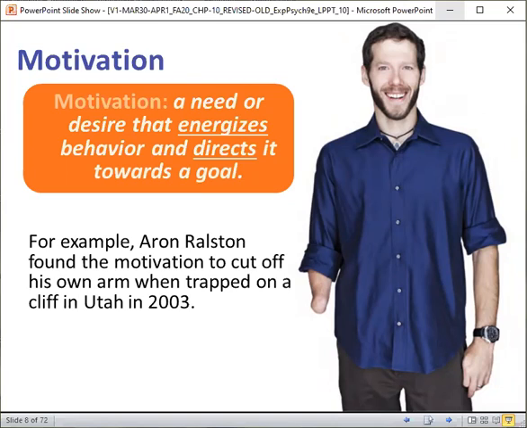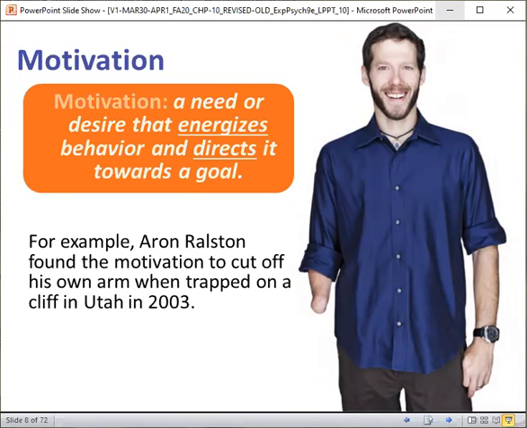He went out for some rock climbing, I believe, or something of that nature, hiking, and wound up getting stuck. And he realized that if he did not get away from getting stuck, he was going to die. But the problem was his arm. His arm was preventing him from doing that. So he had to make a decision.